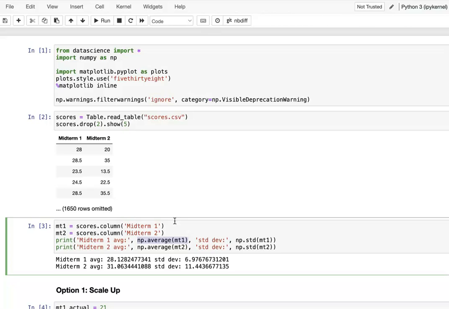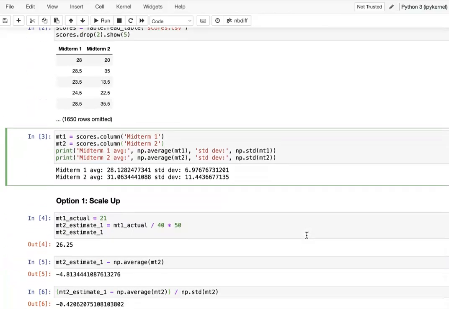The midterm 2 average is a little higher, it's 31. But remember, midterm 2's total is 50 points. Here the standard deviation is higher than midterm 1 as well, and it's almost close to double. Okay, so from here we know more information about these two midterm exams.